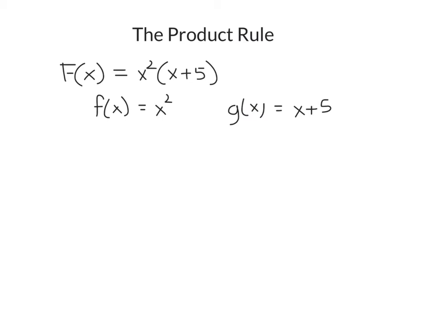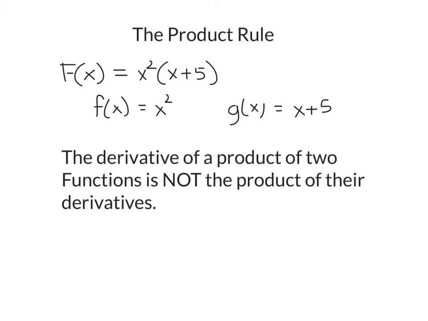So now our question is, how do we take the derivative of capital F of x, this function here? We have a product of two functions. So the rules that we've learned in the past, the power rule and the sum difference rule, aren't going to be enough in this case because we have a product of two functions. It's important to understand that the derivative of a product of two functions is not the product of their derivatives. So it's not as simple as taking the derivative of lowercase f of x and then taking the derivative of g of x and putting those together as a product.